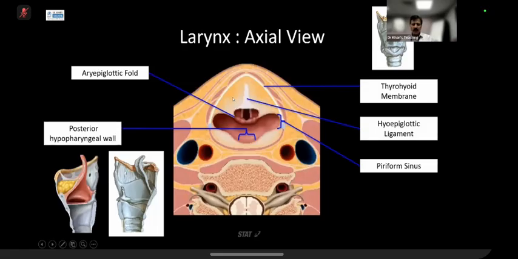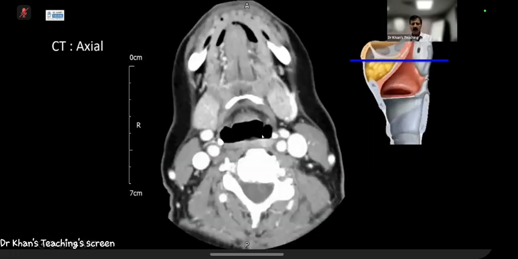And now the pre-epiglottic fat has come into view on this diagram. The piriform sinus, and the piriform sinus is there. So look at the CT. On this CT, now you can see pre-epiglottic fat. You see this thing? It is passing through the fat. This is the hyoid bone, piriform sinus, piriform sinus.